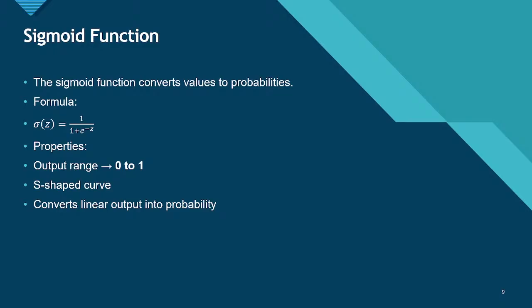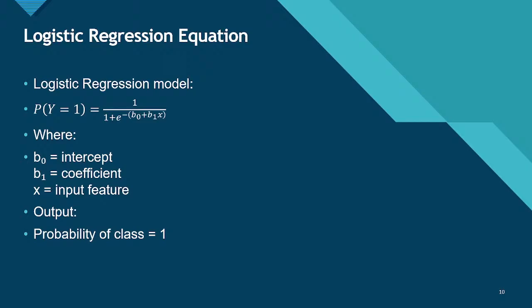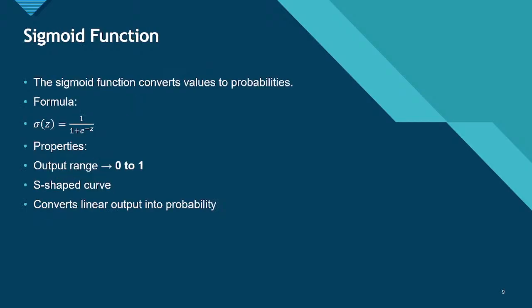Earlier we saw that the linear equation gives us a value z, which can be any number such as 5.1, minus 5 or even 10, but a probability must always be between 0 and 1. So we need a function that can transform the data and correct the values into this range. This is exactly what the sigmoid function does.